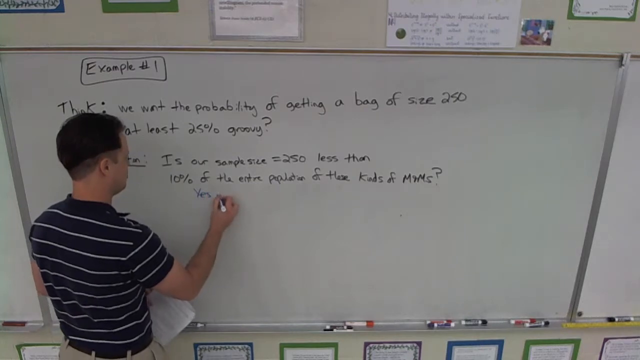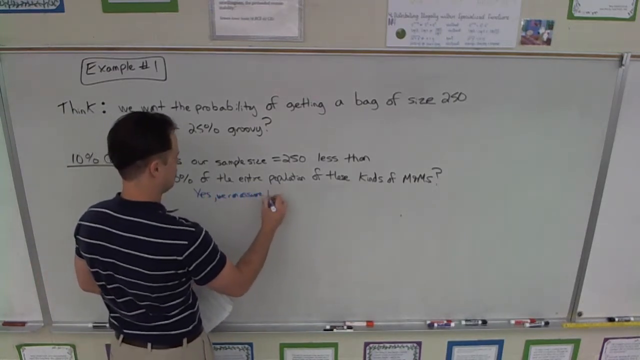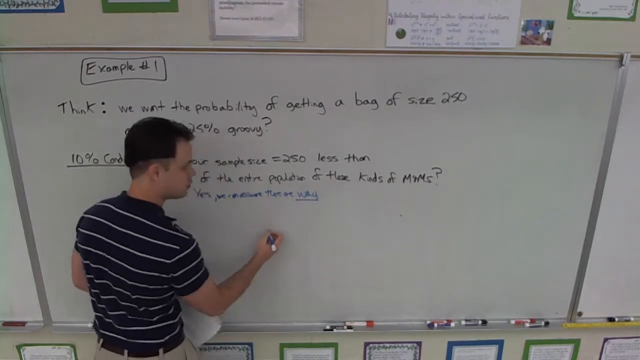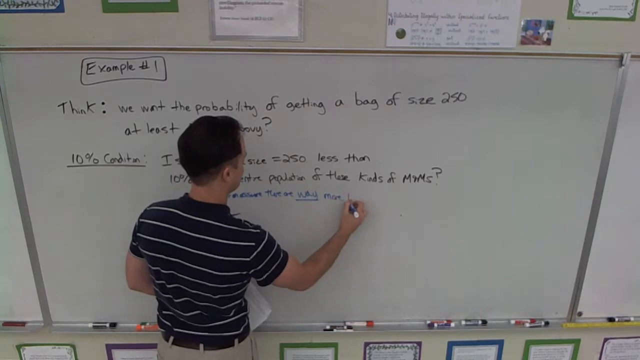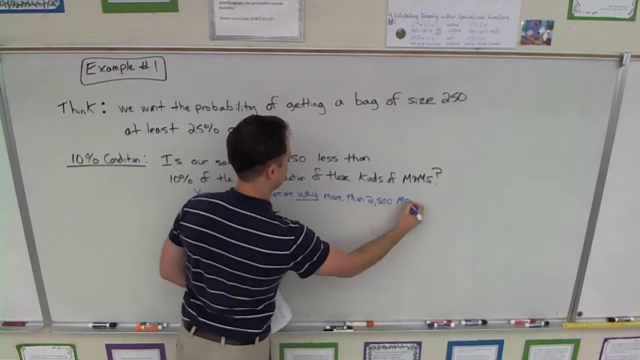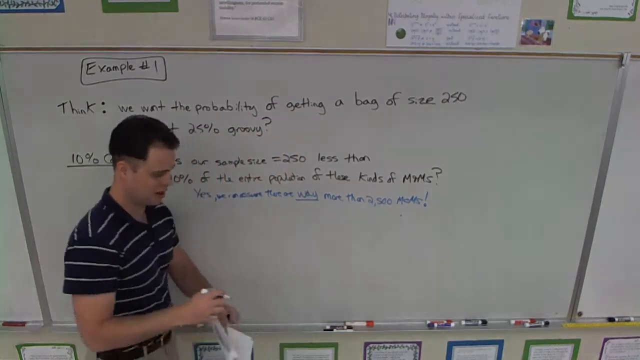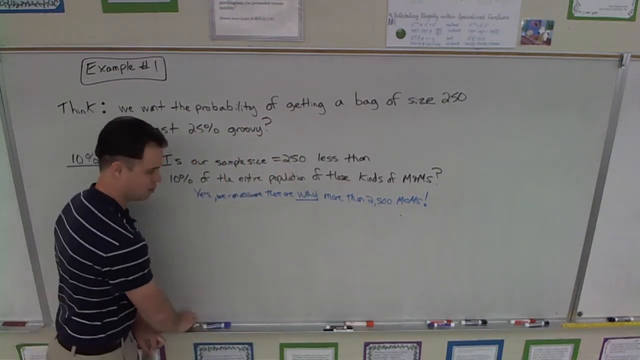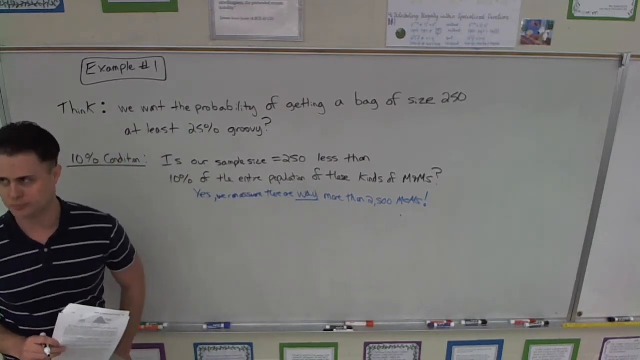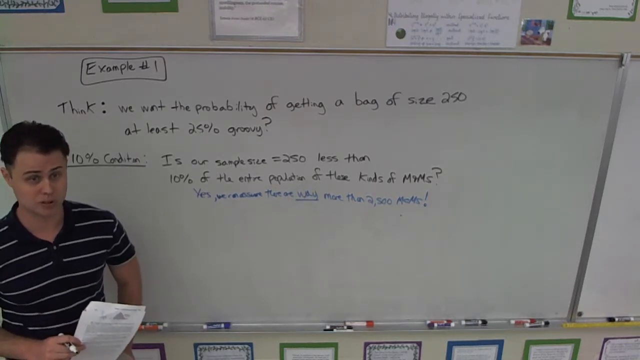Okay, so I'm going to answer. Yes. We can assume there are way more than this many M&Ms, no matter what kind of M&Ms there are. Nice exclamation point. I think we're extra safe. We've definitely met that assumption. So far we're good to use the normal model. What other assumption do we need if we're working with proportions in order to use the normal model?